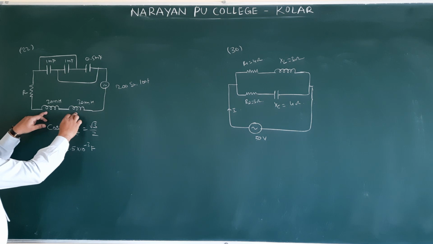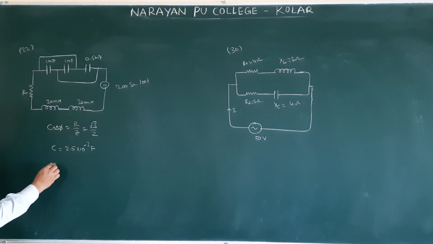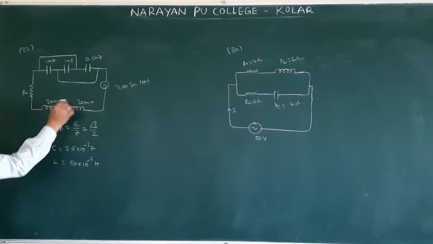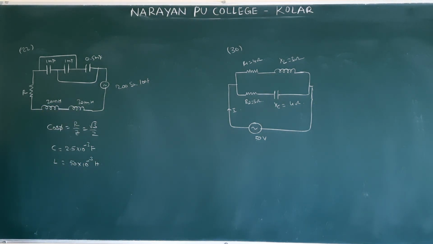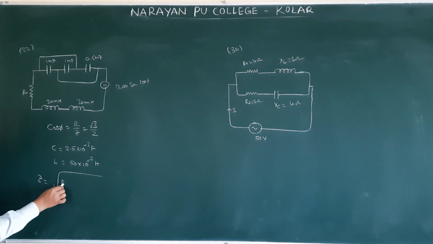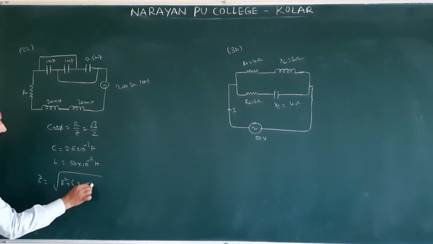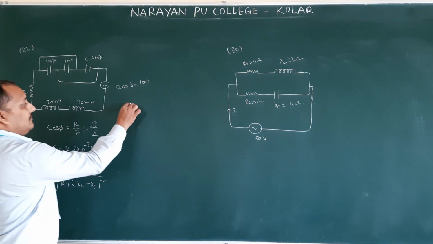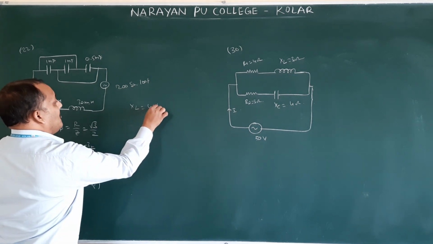So these two inductors are connected in series. Series means L1 plus L2, so 50 into 10 power minus 3 times 20 plus 30. Now what is the equation for Z? Z is equal to root of R square plus (XL minus XC) whole square. What is XL? XL is equal to omega L.